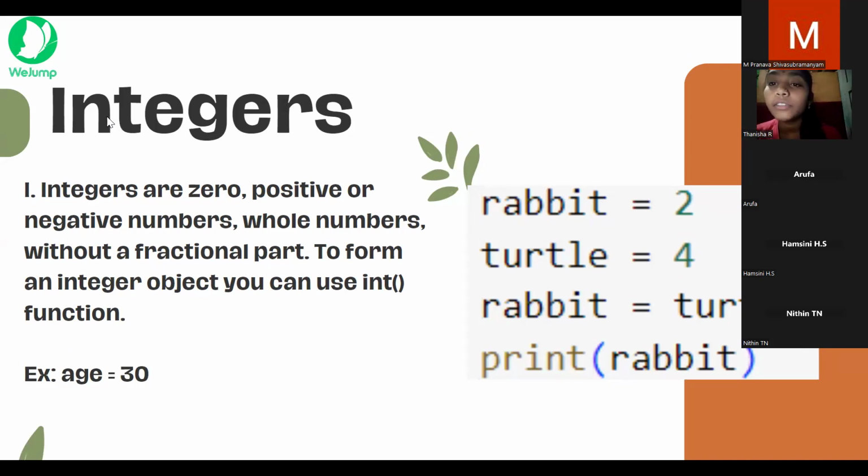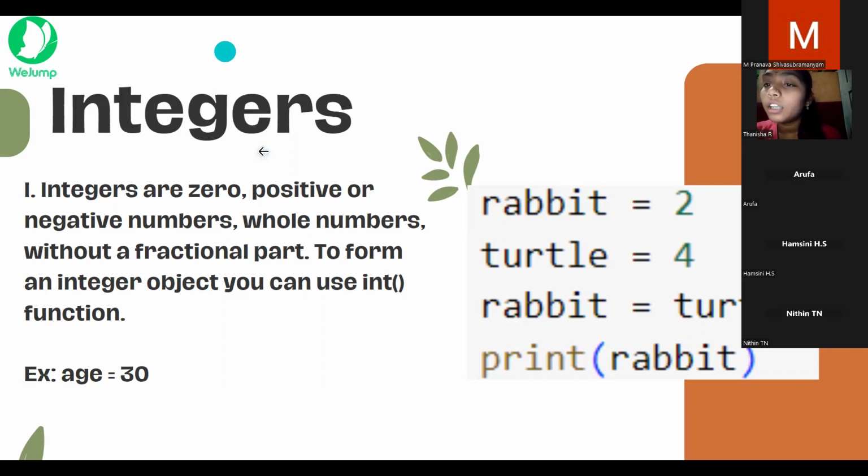Age example, age equals input, in input integers, int function. The int function in Python is used when it should be a value, meaning numbers. Int means numbers, right? Example, age equals 30. Age equals 30 means age value is 30. Print age means the value of age is 30. Output will be 30.